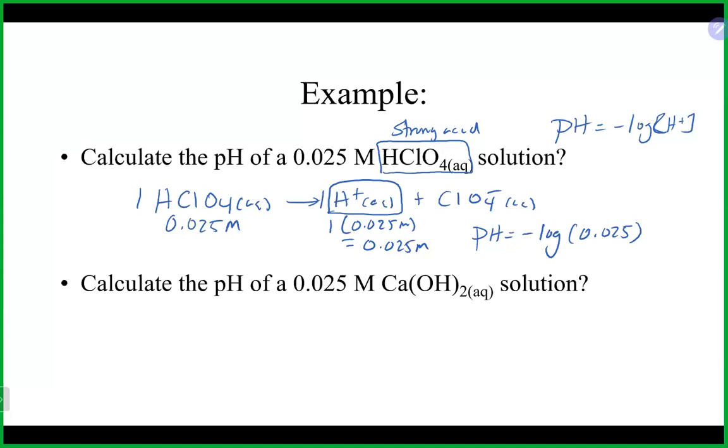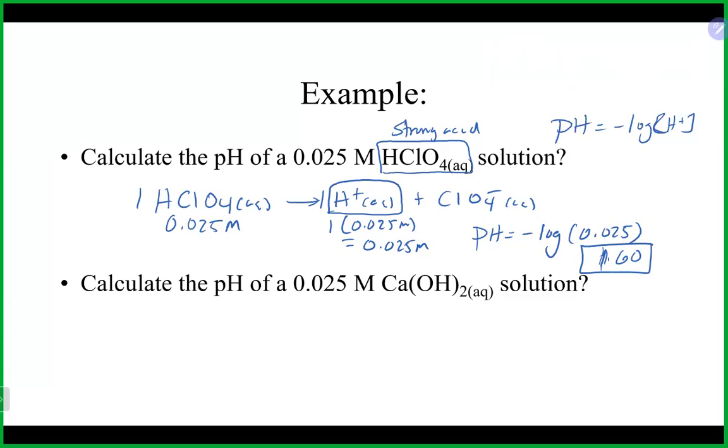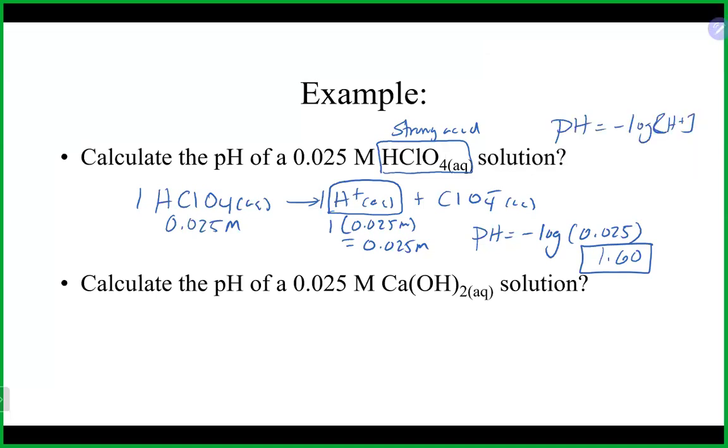0.025 in that case. And that's going to get us here minus log of 0.025. Looks like a 1.60, which definitely is acidic and would make sense as this is a strong acid. Any questions on that there? Now, for our purposes here, you could probably safely assume in most cases that if you're given a formula, it's a strong acid.